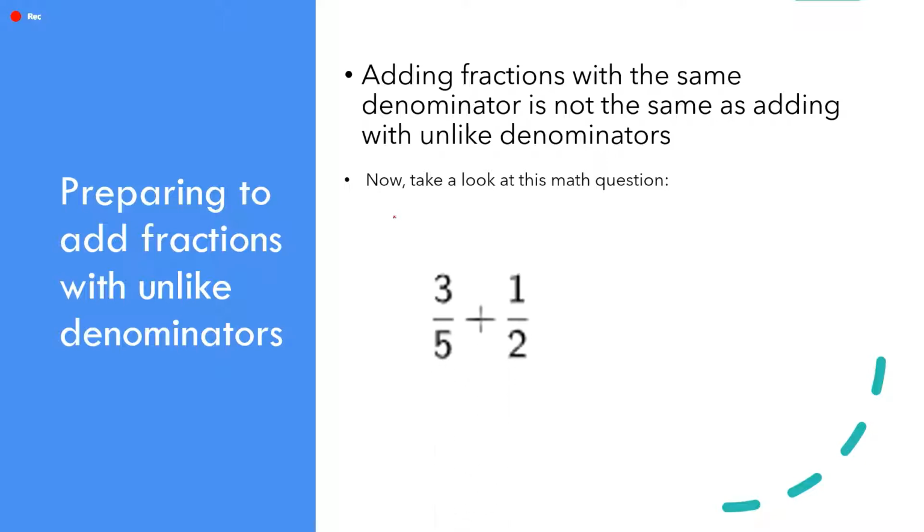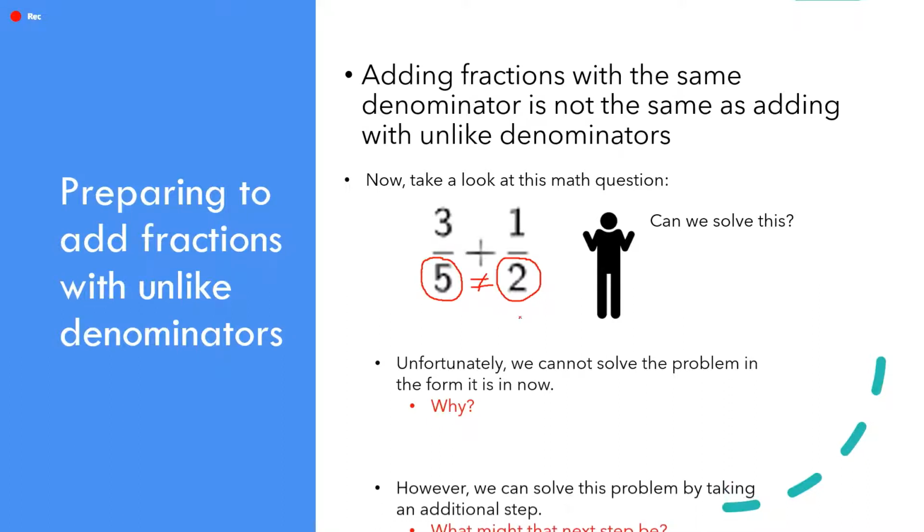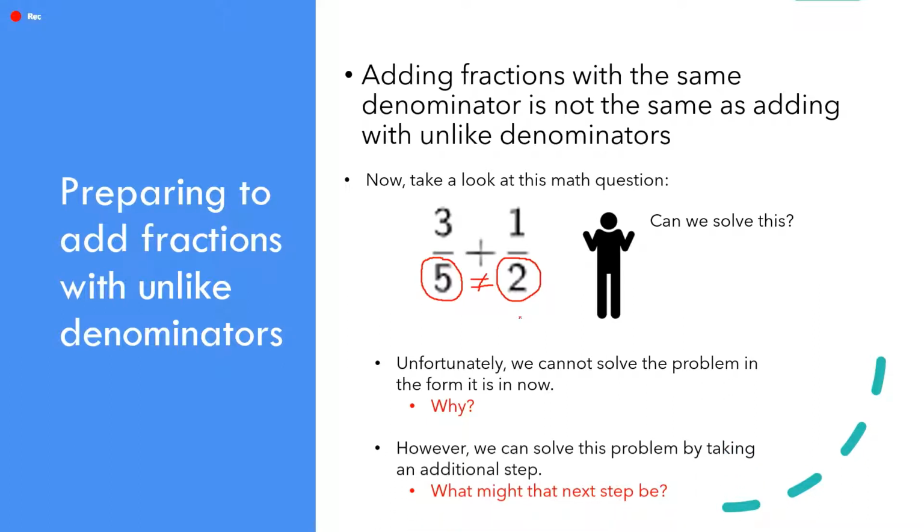Take a look at this one. 3/5 plus 1/2. Okay, so a bit different. You can see that there's two different denominators here. They're not the same. So what do we have? How can we solve this? Are we able to solve this? The answer is yes, you can solve this. You definitely can solve this. But it can't actually be solved in the form that it is now. But we can solve it by taking an additional step.